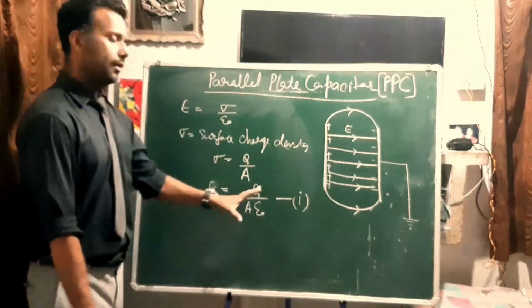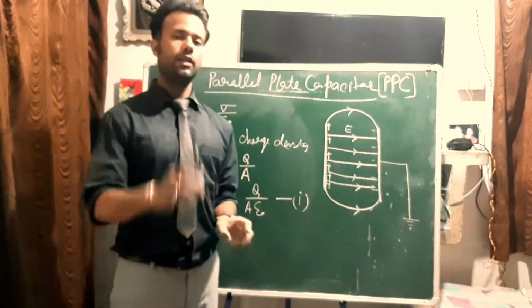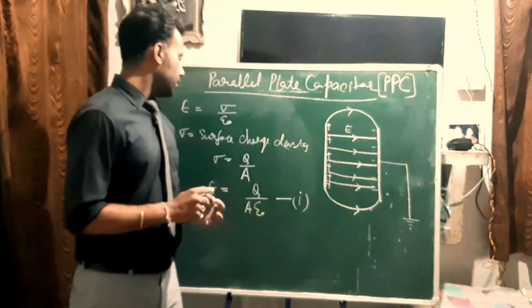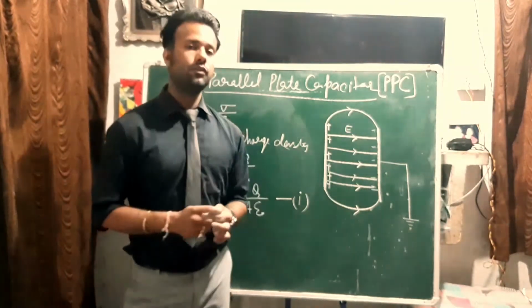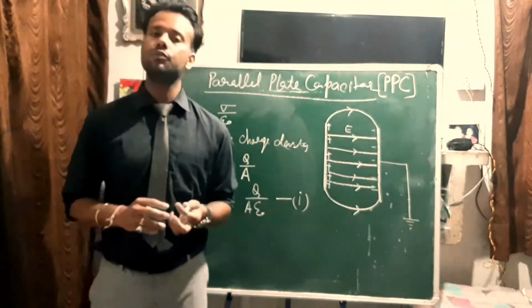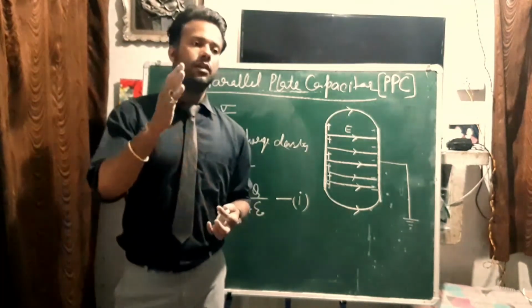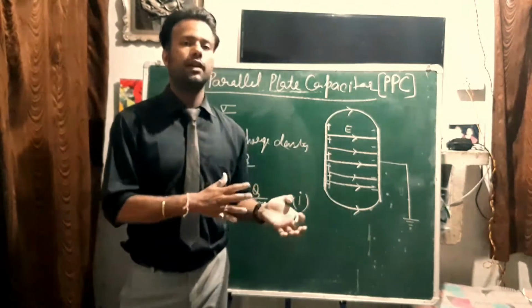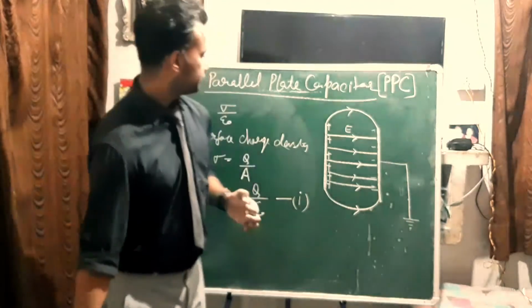So you are familiar with this formula. We have done this formula in the Gauss theorem, right? Now we have the electrical field, so we can easily find the electrical potential due to these two plates, because there is a relation between the electrical field and the electrical potential. What is that?